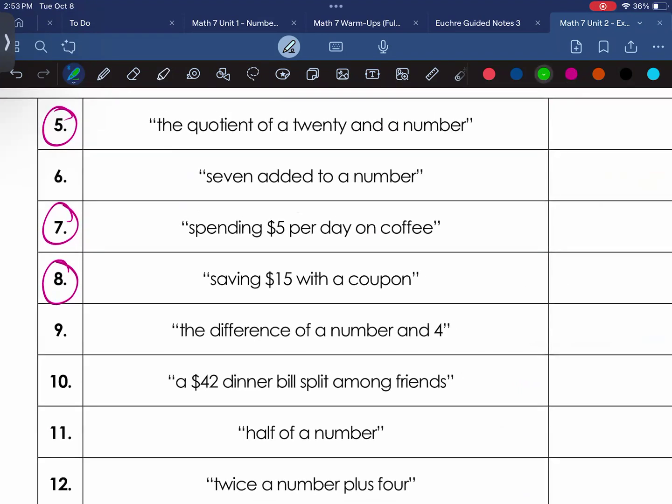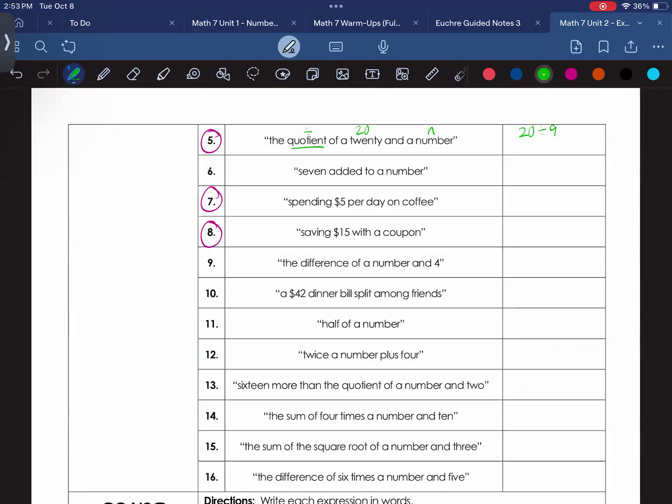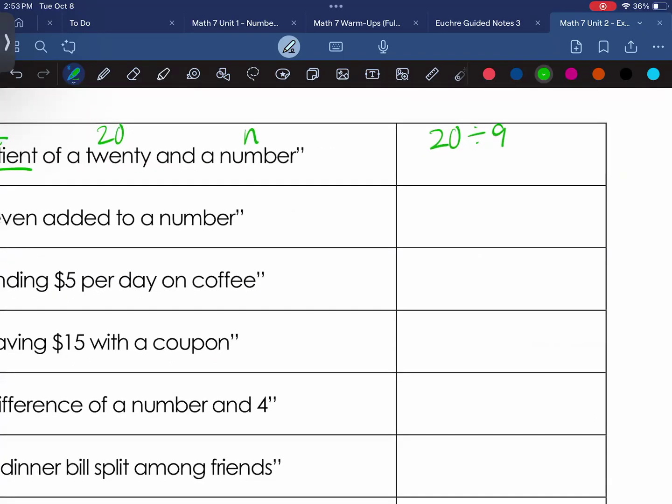All right, hopefully you paused the video and tried those ones on your own, and now you're just checking your answers. So we have a quotient, 20, and some number. Quotient means to divide. So we have 20 divided by n. N for number, I don't know why I said 9. Another way you can write it is as a fraction, since fractions mean to divide.